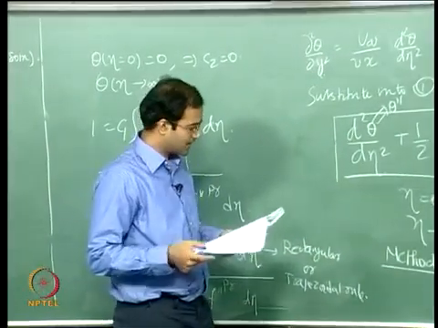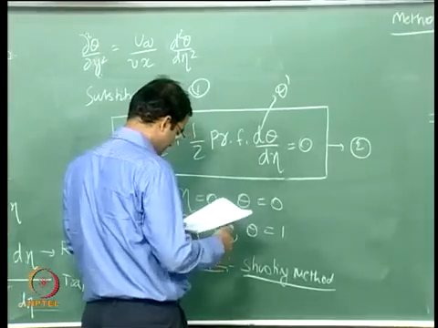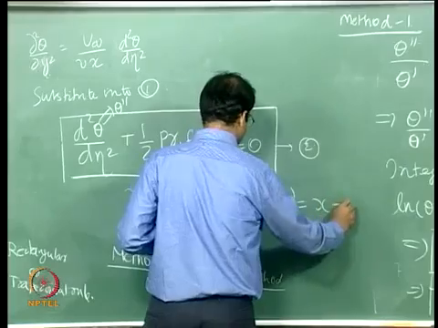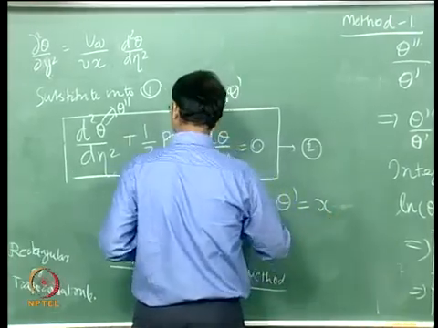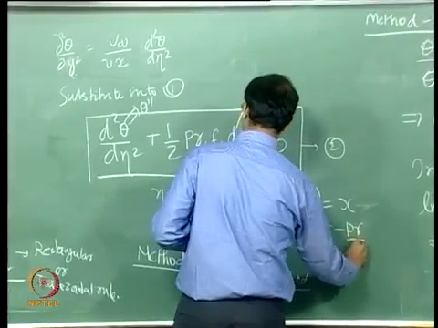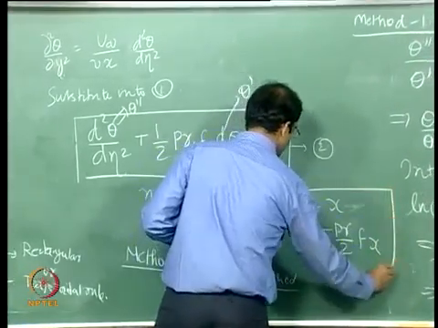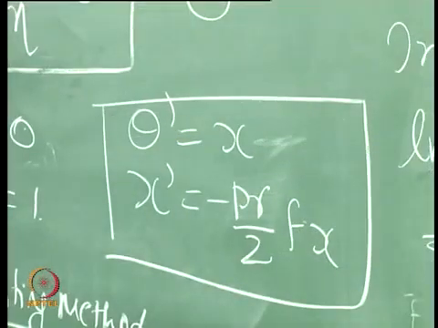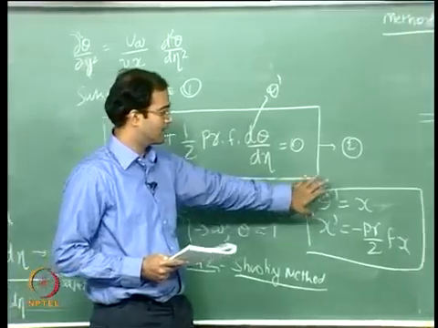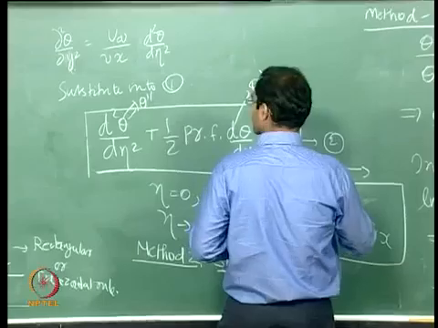Now you reduce the ODE into two first order ODEs. For example, you can say theta prime equal to x, this is one ODE, and based on that you can say x prime equal to minus Pr by 2 f into x. So these are the two first order ODEs. You have reduced this into, let me call this equation number 5.